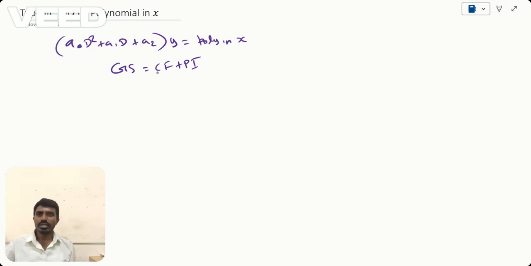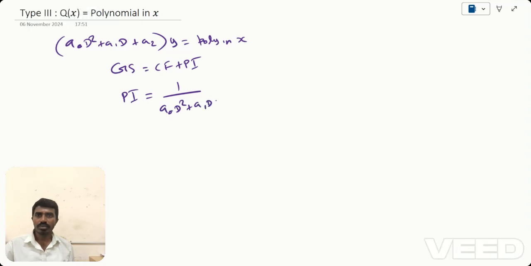Finding CF is like type 1 and type 2 problems only. To find PI, as usual, 1 divided by the left hand side operator, a polynomial in the operator, that is a0 D square plus a1 D plus a2, into, let it be P of x. Okay, the polynomial in x be P of x.